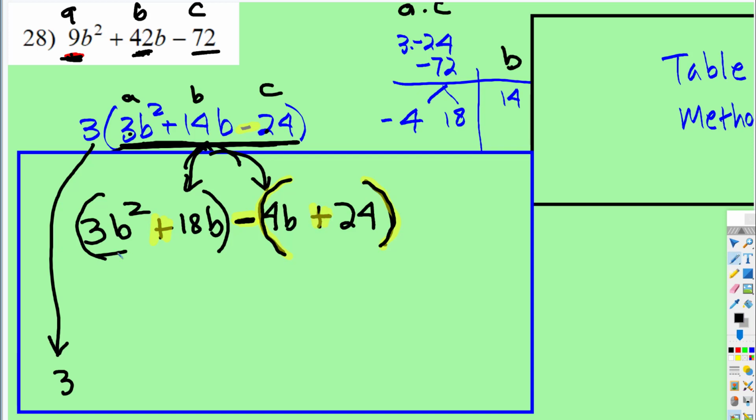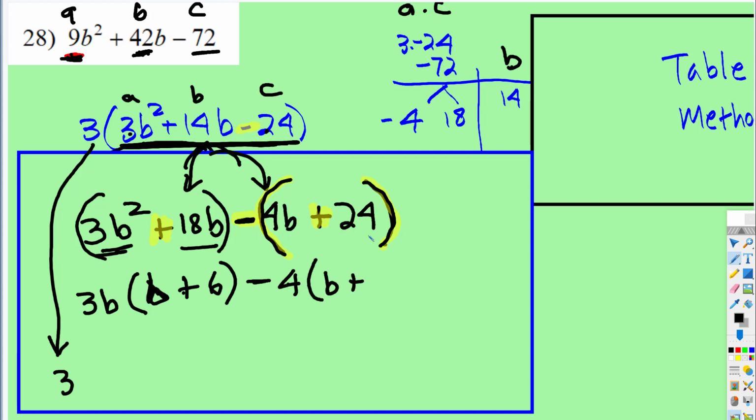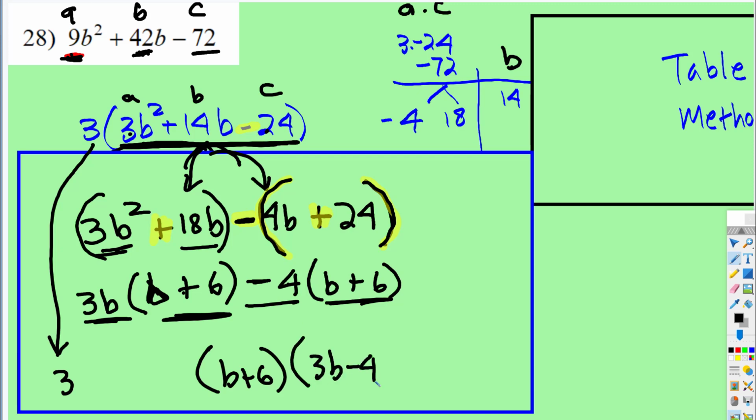Now factor out in each set of parentheses what they have in common. 3b squared and 18b both share a 3b. 3b squared divided by 3b just leaves 1b. And then 18b divided by 3b leaves 6. 4b plus 24, they each have a 4 in common. 4b divided by 4 leaves b. 24 divided by 4 leaves 6. And now look, both of these share this factor, b plus 6, and then everything on the outside, 3b subtract 4.